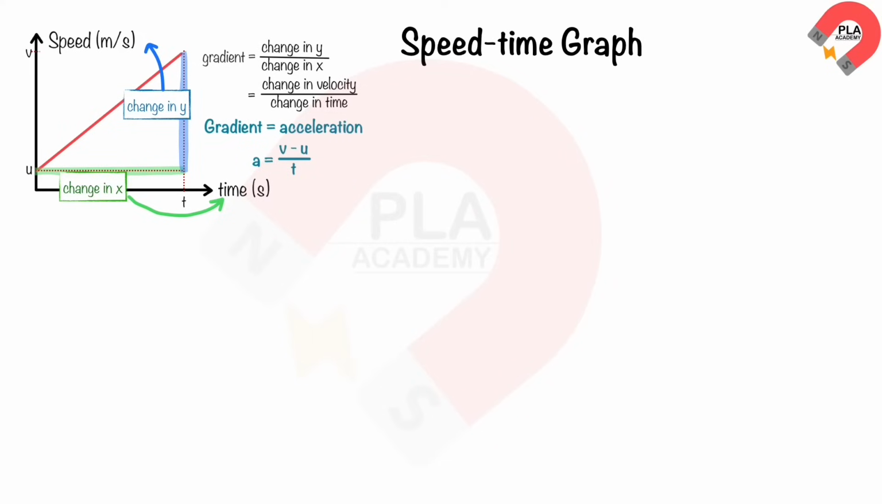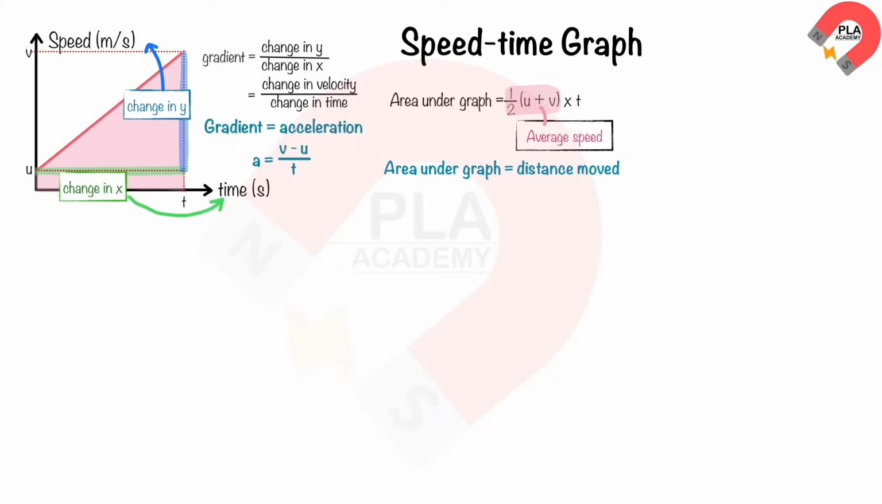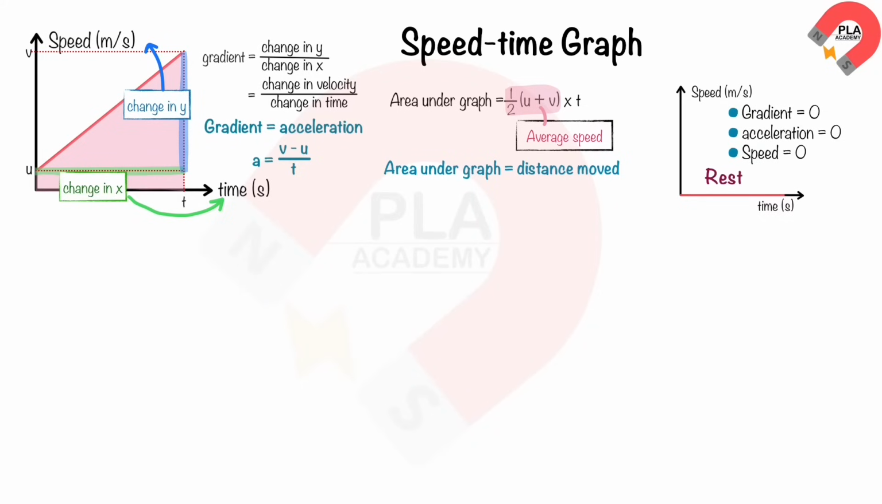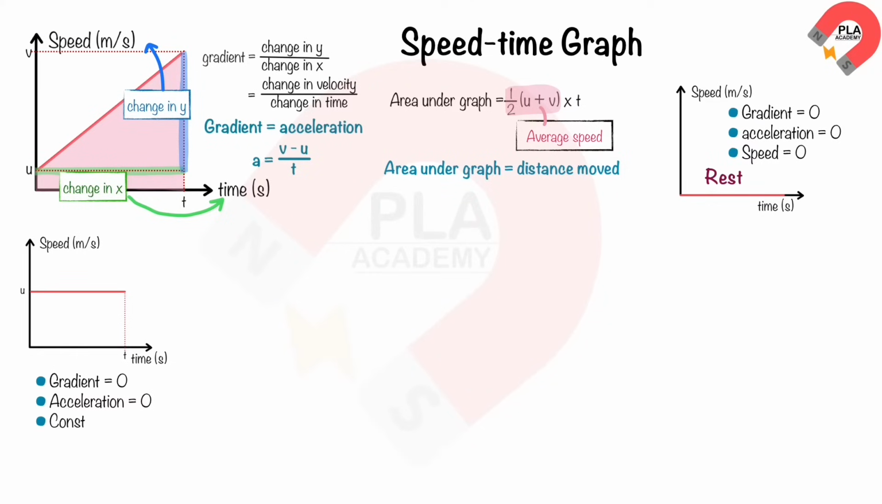Since the gradient of the graph is the acceleration of the object, the area under graph is half of u plus v times t. This is the average speed. Since the area under graph is the distance moved, a horizontal line graph at the x-axis with zero gradient indicates the acceleration is zero and the speed is zero, so the object is at rest. A horizontal line graph with zero gradient indicates the acceleration is zero and the object is moving at constant speed of u. Since the distance moved is the area under graph, which is u times t.